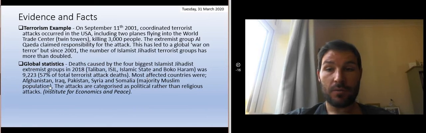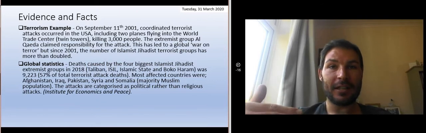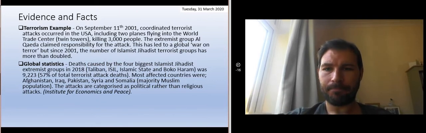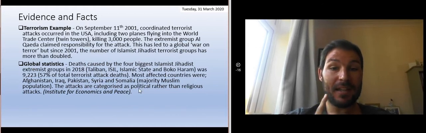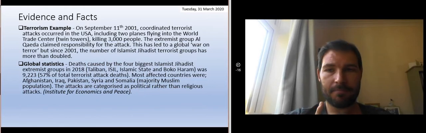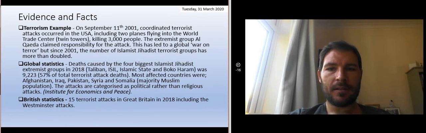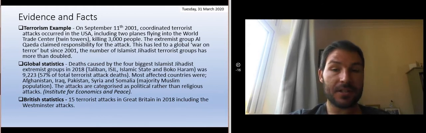The most affected countries were Afghanistan, Iraq, Pakistan, Syria and Somalia, all with a majority Muslim population. So Islamist extremist attacks most often occur in countries that are majority Muslim. The attacks are categorized by this Institute for Economics and Peace as political rather than religious attacks. Quite an important point, that. Some stats from Britain. 15 terrorist attacks in Britain were carried out in 2018, including the Westminster attacks.